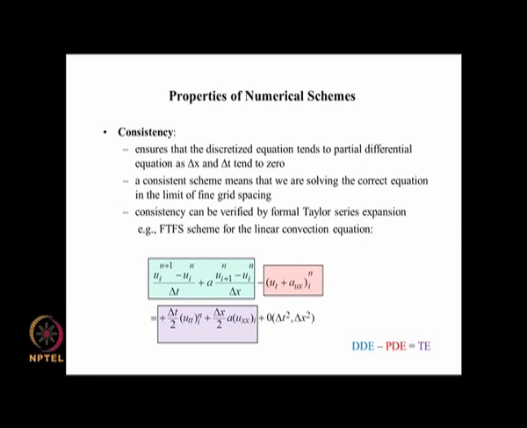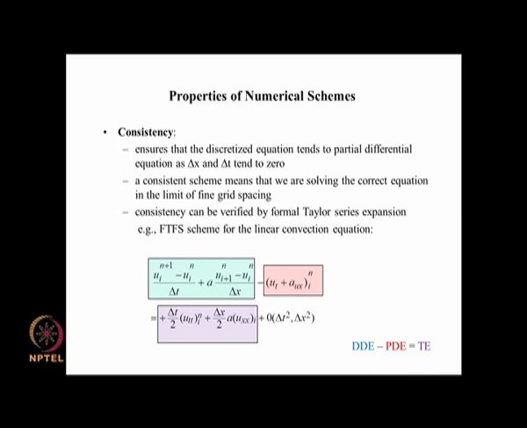Now, what we notice here, what we recall is that the FTFS scheme was a failure in terms of being able to reproduce the carrying forward in the x direction of the rectangular pulse. So, what this means is that consistency is not sufficient for us to deliver a correct solution, okay, but it is a necessary condition.